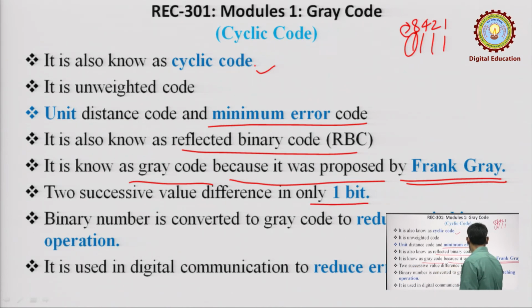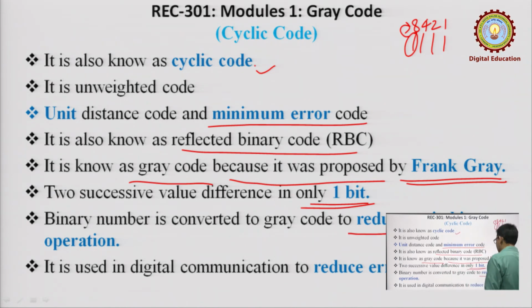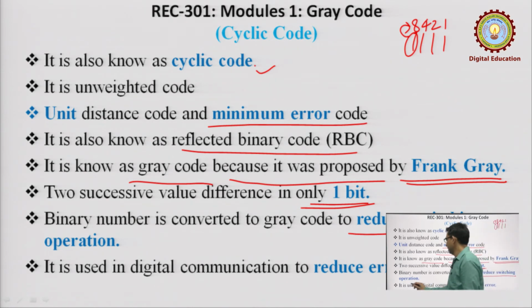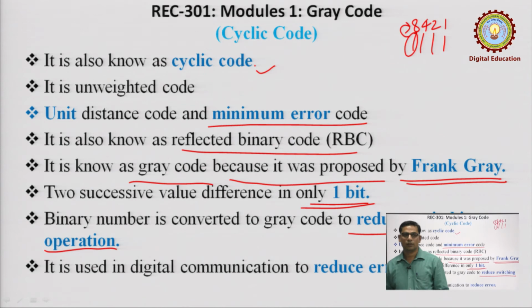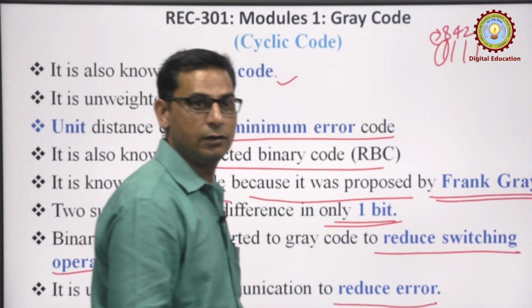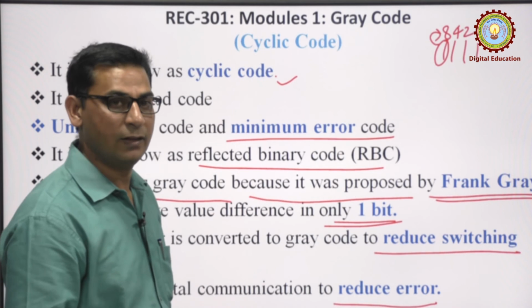1 bit. Okay. The binary number is converted to gray code to reduce the switching operation. So, this code is used especially for switching applications, and it is used in digital communication to reduce the error. Okay. From here you can see this is used to reduce the error. Okay.